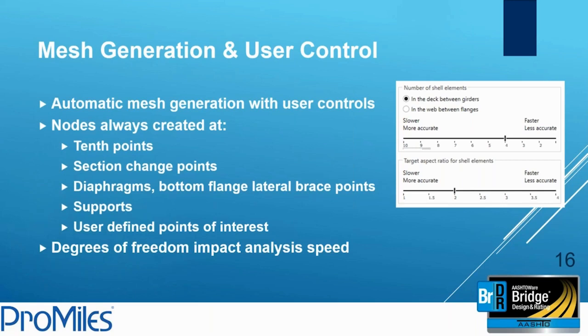Also keep in mind that this number of shell elements between girders, or the number of shell elements in the webs between flanges, impacts the degrees of freedom of the analysis. That can greatly impact the speed of the analysis. If you select in the web between flanges for number of shell elements, the same thing will happen, where it will determine the length of the element based on the aspect ratio, and then based on that it will add the elements in the deck between the girders.